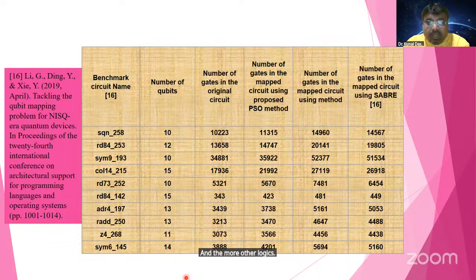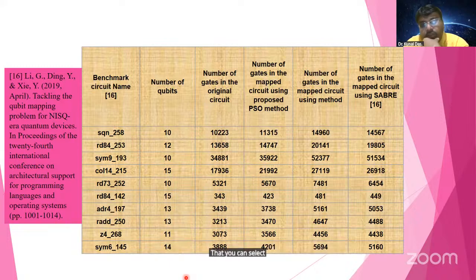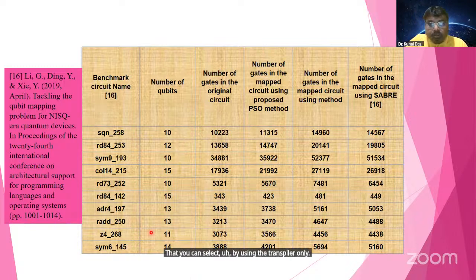Because we are shaping it that way, you can differentiate between the different hardwares and select the optimal hardware for your particular problem by using the transpiler only. Any other question? I'll be happy to answer.